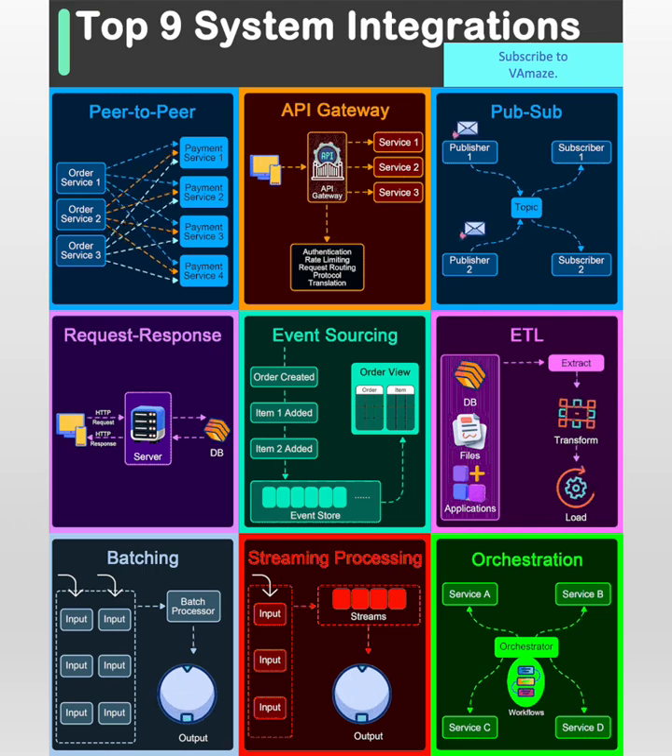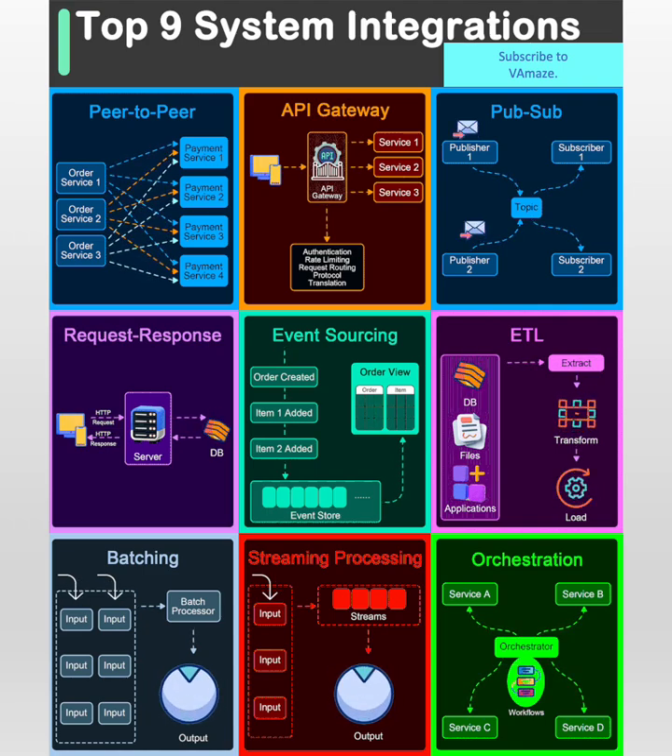1. Peer-to-peer, P2P, decentralized communication. The democratic network model. Peer-to-peer integration represents one of the most fundamental yet powerful architectural patterns. In this model, multiple systems communicate directly with each other without requiring a central coordinator or intermediary. Each node in the network acts as both a client and a server, creating a truly distributed system.